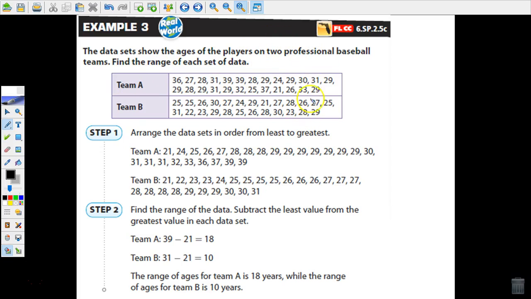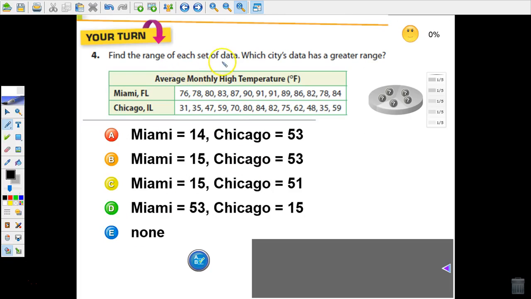Put the numbers in order or just look for the absolute smallest. So we've got 21 as the smallest, and the biggest number is 39. So all we're doing is 39 minus 21 equals 18. 31 minus 21 equals 10. So the range of team A is 18 and the range of team B is 10. It's that easy.